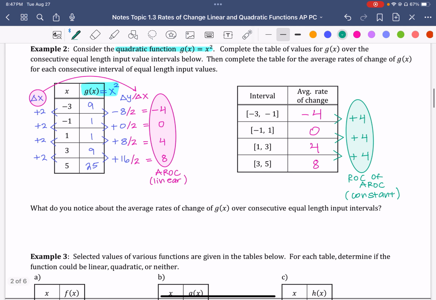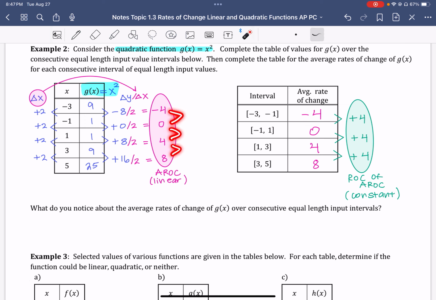Now, when you're doing this moving forward, you don't have to separate this process into 2 separate tables. We could have actually just kept going from here and did +4, +4, +4, which is what we're going to do in the next few examples. So there's no need to separate the tables, although you can.